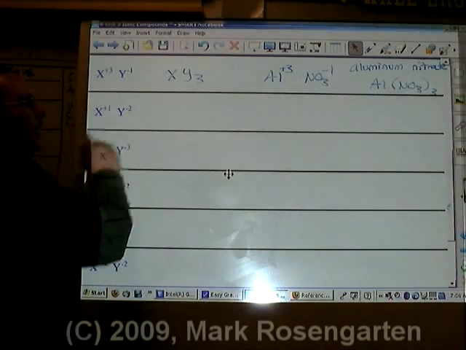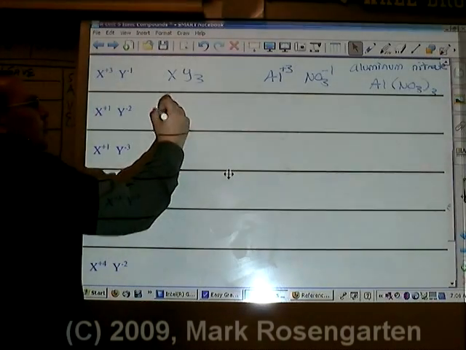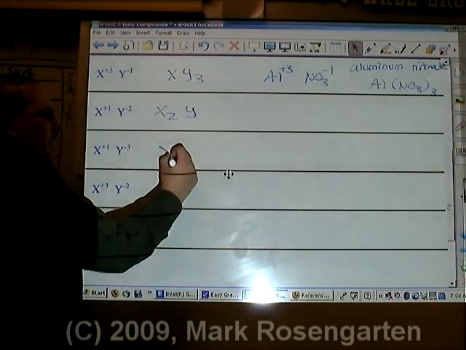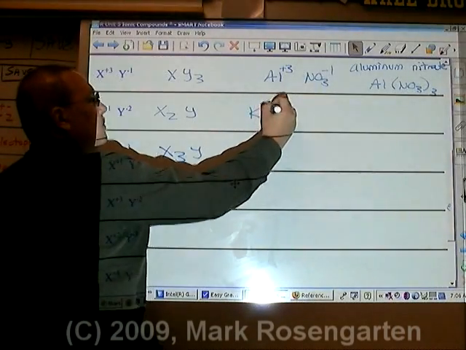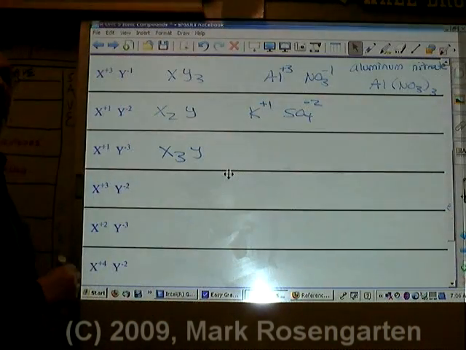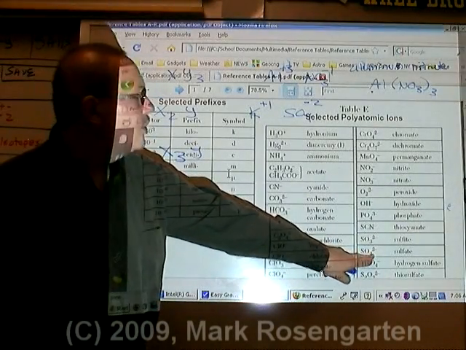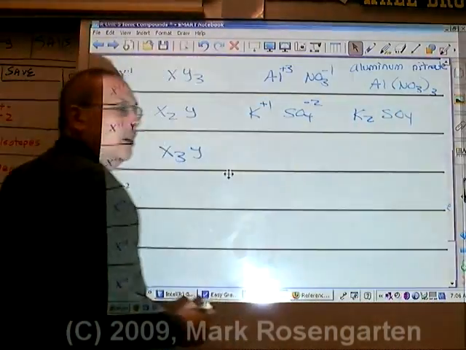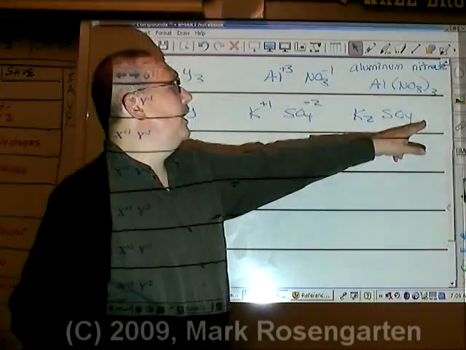X is +1, Y is -2. Now X is the smaller charge. It takes two +1s to cancel out a -2. X2Y. It takes 3 +1s to cancel out a -3. X3Y. So, for example, if we have potassium, which is +1, and we have sulfate, which is -2. How do I know sulfate is -2? Sulfate, SO4, has a -2 charge, and it's called the sulfate ion. The formula will be K2SO4. Now, you don't need to put parentheses around the sulfate because there's only one of them, and we're not going to be putting a number after it.